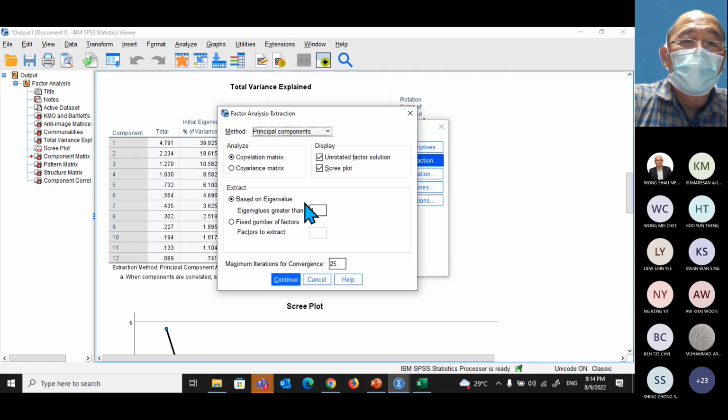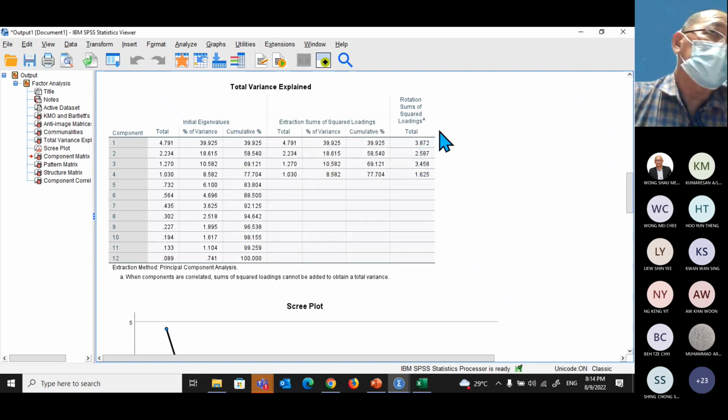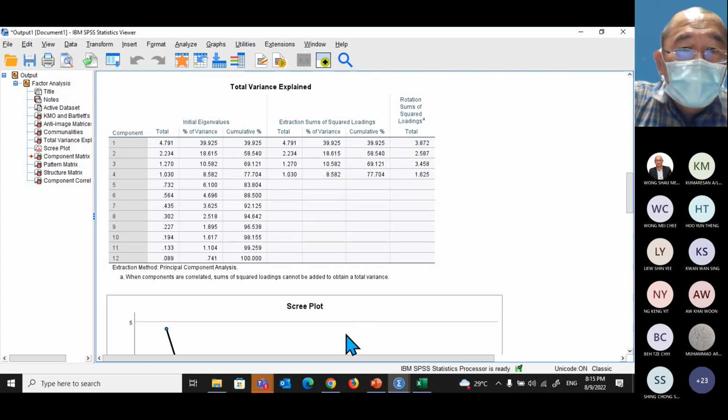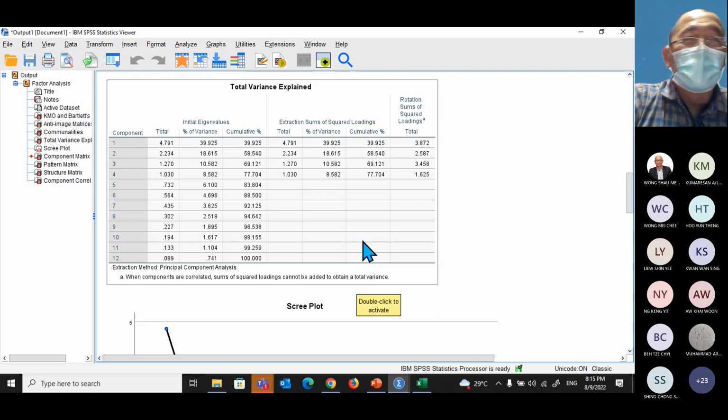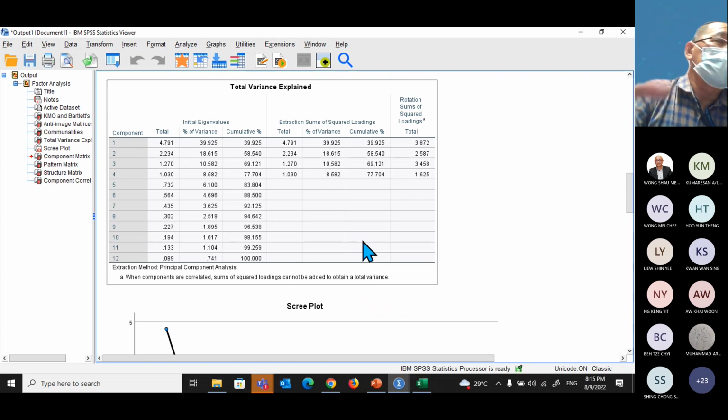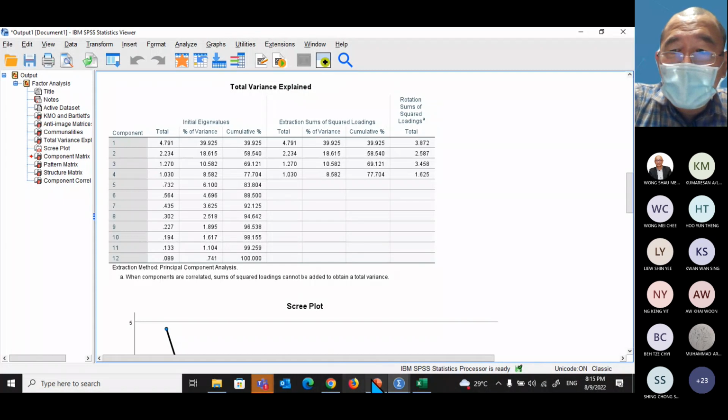Here, if I want to base on the eigenvalue, therefore I put 1 here. I can also base on the fixed number of factors. Either one, you cannot choose two. So you stick to one criterion, already good enough. Those are the ideal criteria. If you meet all, then it's almost perfect. Of course, another method is you can also see in the journals what method people normally use. But eigenvalue is considered quite a good criterion for us. So continue.